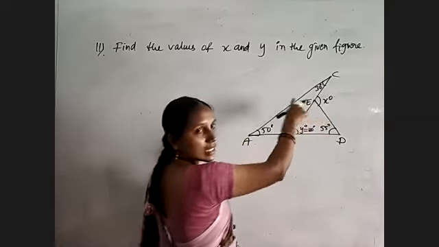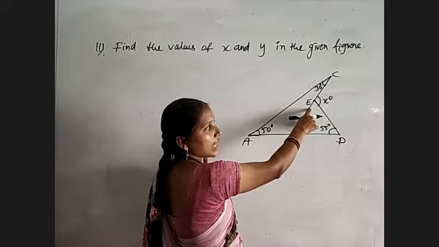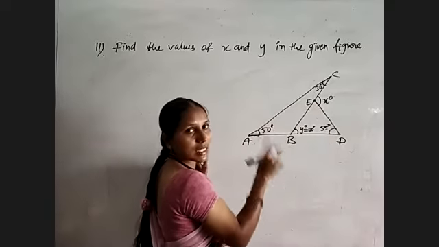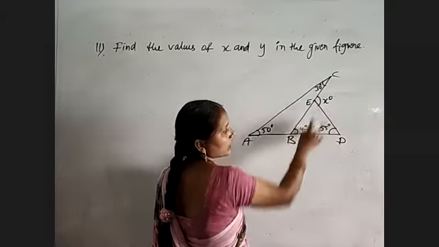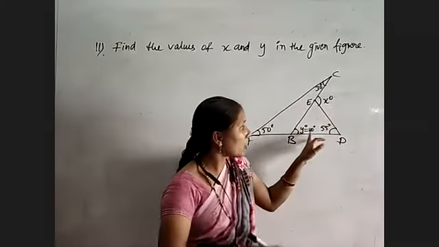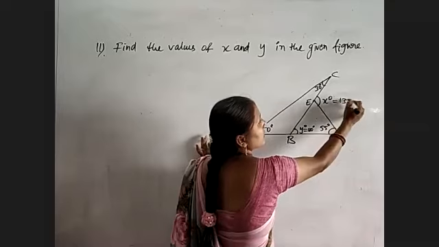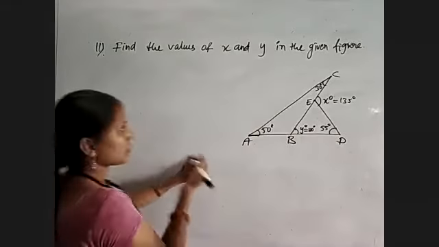Again, to get x, same thing. Either you can use the angle sum property and linear pair, otherwise only a single property, the exterior angle property. So x is equal to y plus 55. The y value we got is 80. 80 plus 55 is equal to 135 degrees. That's it. So, very simple question.